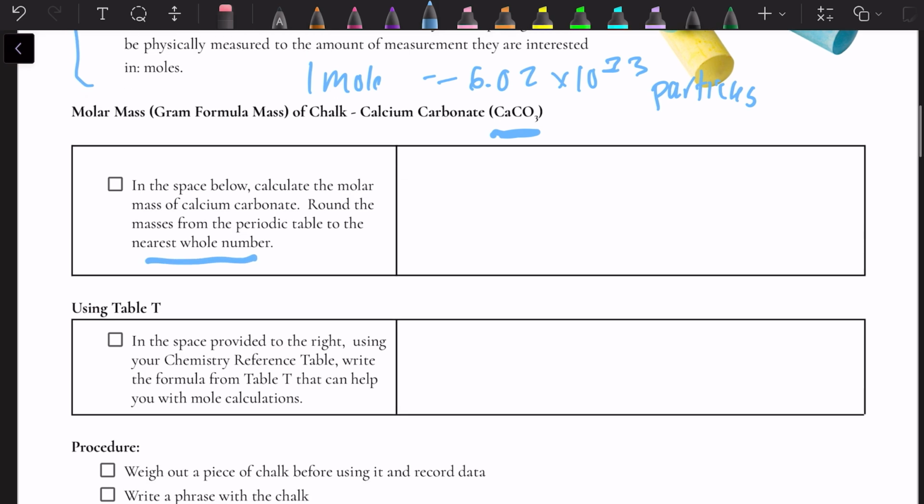Now we're going to use Table T. So that's the last page in the reference table. And that is going to give you the formula that can help you with mole calculations. Now, you may have seen it a different way in class. There are a few different ways to approach these types of questions, but there is also a formula on Table T. So if you haven't been aware of that, now you are.